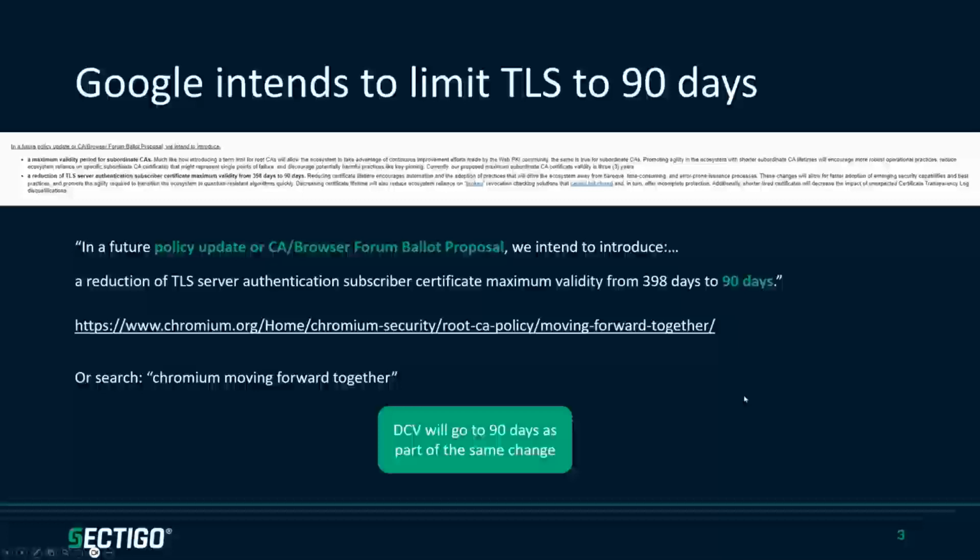And it's worth also understanding that DCV will become 90-day. The maximum domain control validation reuse duration will also be 90 days. So every time you're getting one of these certificates, you're also going to have to redo your DCV.